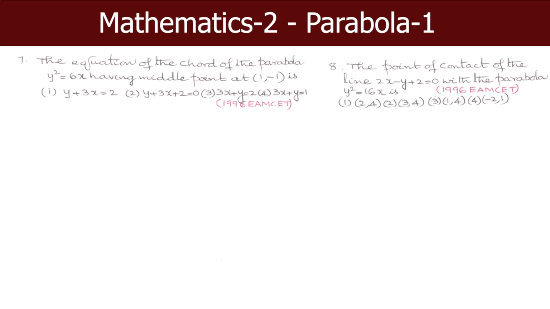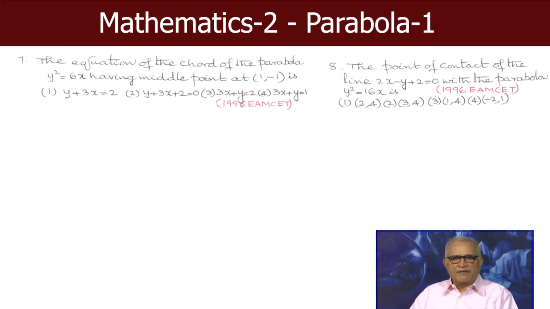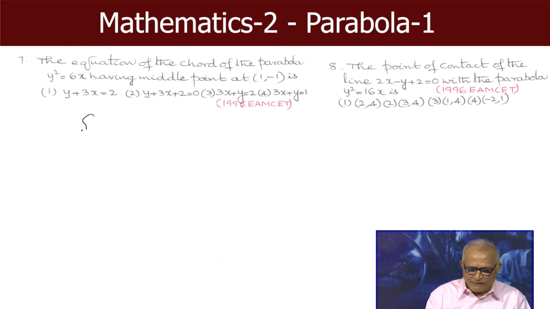Next, 7. The equation of the chord of the parabola y square equal to 6x having middle point at 1, minus 1 is. ఇందాక స్క్రీన్ మీద లాస్ట్ రిజల్ట్ ఇది, రిజల్ట్ నెంబర్ 12. జ్ఞాపకం ఉందో లేదో. The equation of the chord of the parabola y square equal to 4x in terms of the coordinates of the midpoint of the chord x0 y0 is S1 equal to S11. Okay, here S1 equal to S11.